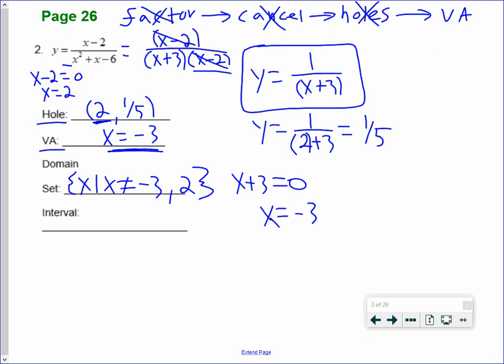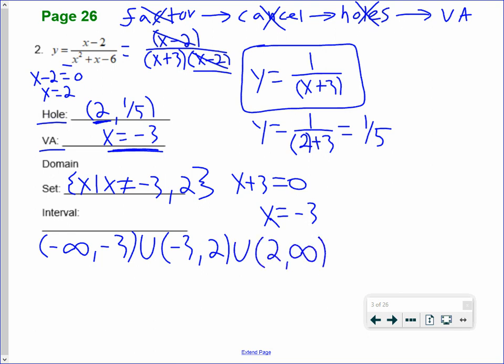So our domain is every x value other than what happens on the vertical asymptote and the x value of the hole. So our interval notation will be from negative infinity all the way to our smaller of the two x values that we cannot equal, which is negative 3, union negative 3 to 2, and then 2 to infinity. That's our interval notation of number 2. Okay?